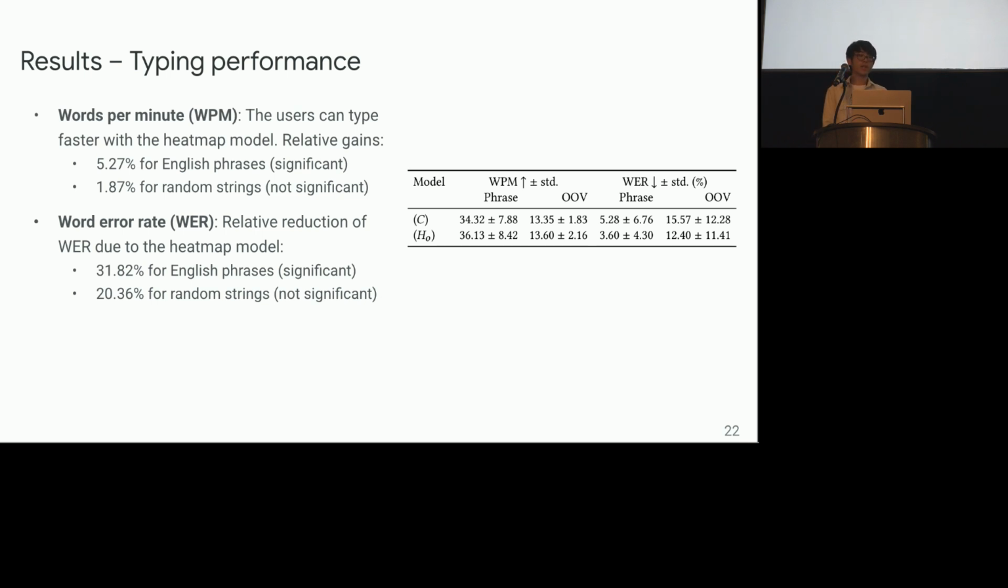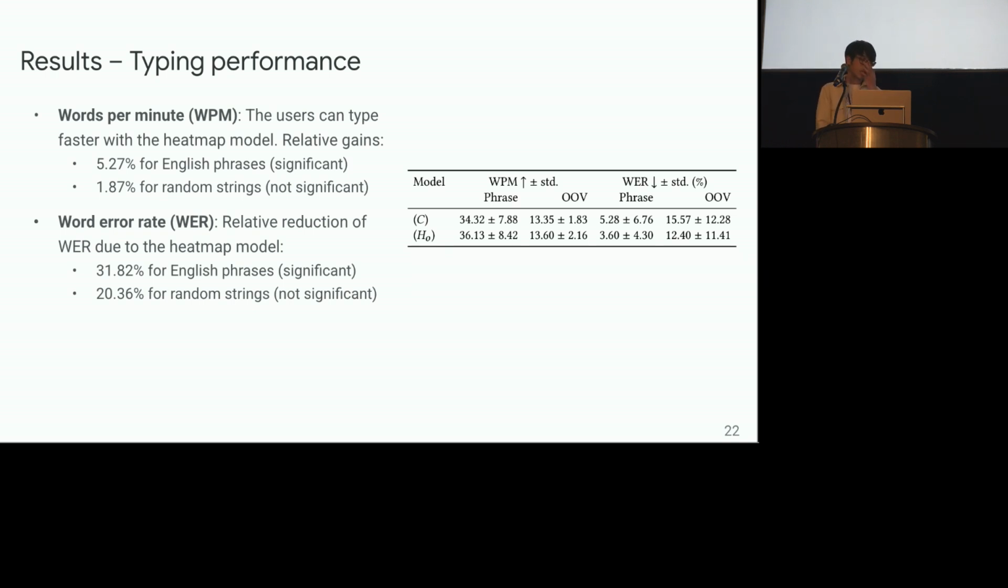This is also reflected by the typing metrics, including the words per minute, which reflects the typing speed, and word error rate, which reflects the typing accuracy. And the heat map was shown to improve the speed of typing and the accuracy of typing of the participants, especially for English phrases. But for random strings, we found that the results were not significant.